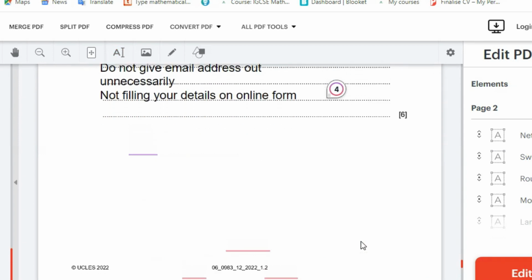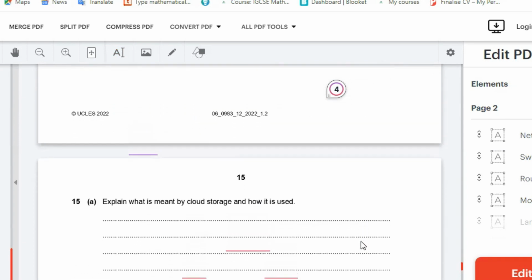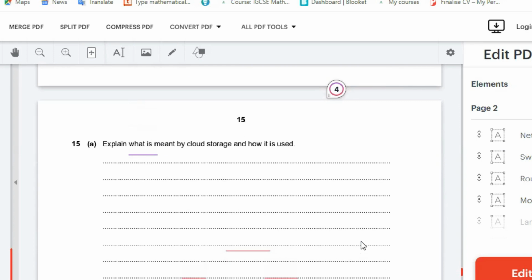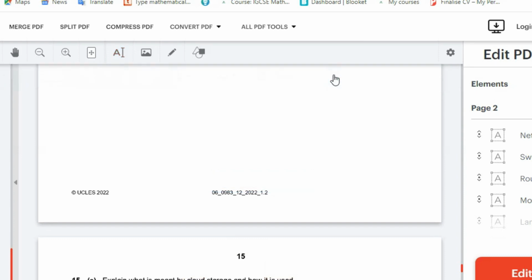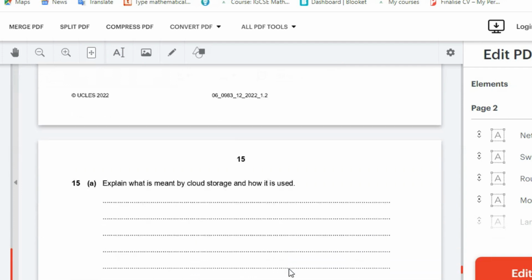Then let's move on to question number 15. Question number 15 says, explain what is meant by cloud storage and how it is used.